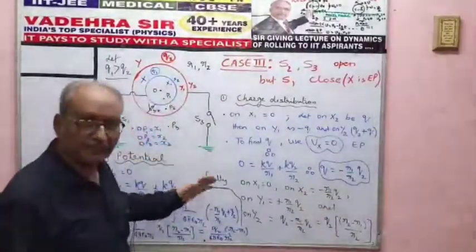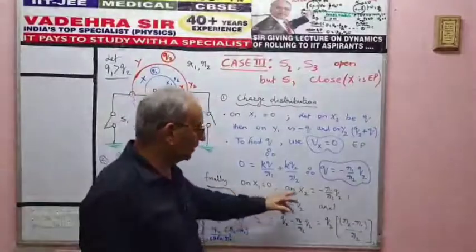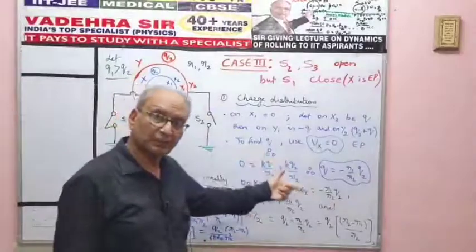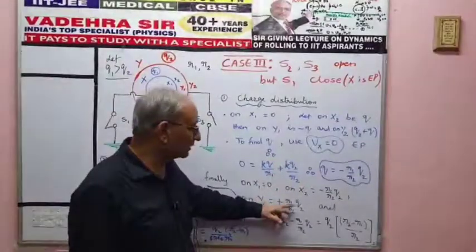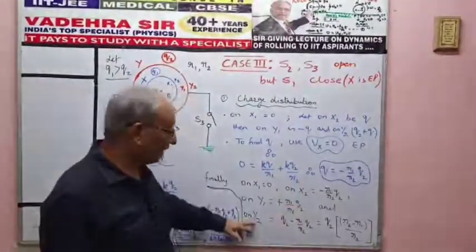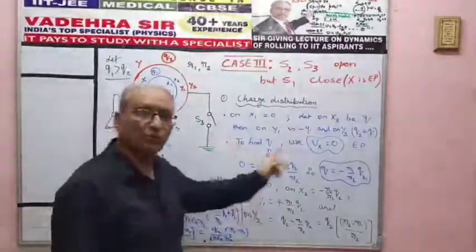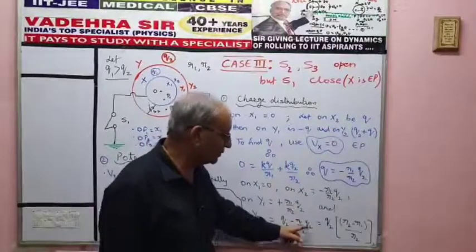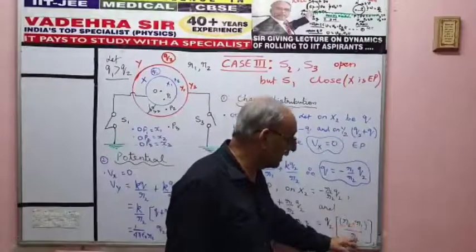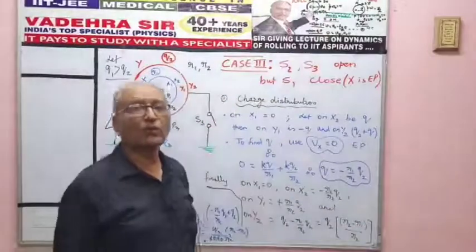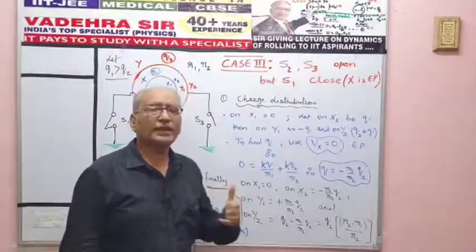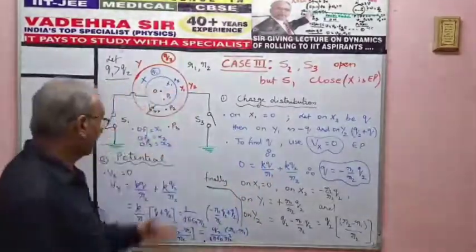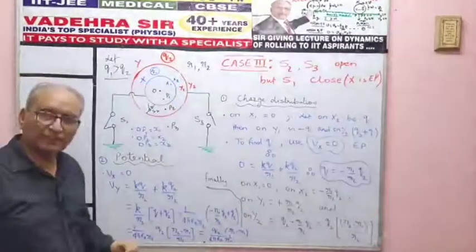Fine. Finally, what are the charges? On x1, 0. On x2, minus r1 by r2 into q2. On y1 it is plus of that, so plus r1 by r2 into q2. And on face y2, it will be q2 minus this. So q2 minus r1 by r2 into q2, that is q2 into (r2 minus r1) by r2. So now we know, once we know the charge distribution, we can then do anything. Find the field, potential, energy, everything.